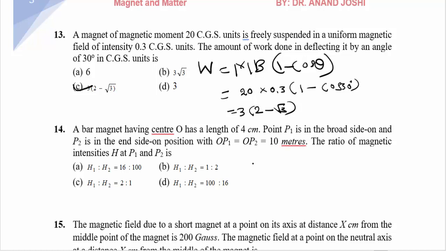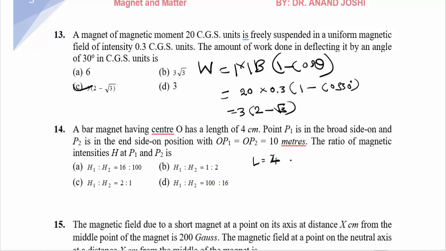14th. Here you have to remember the formulas. Otherwise, the questions are not meaningful. You have to get the formulas and concept first. 14th question: a bar magnet having center O has a length of 4 centimeter. There is a bar magnet of length 4 centimeter, L equal to 4 centimeter.